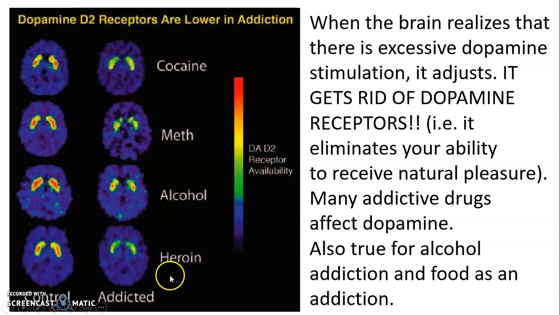So this is a really interesting scientific understanding of what addiction really is. And you understand it because you know what reuptake is. So in a nutshell, drugs inhibit the reuptake of the neurotransmitter dopamine. And as a result, your brain adjusts by getting rid of dopamine receptors.